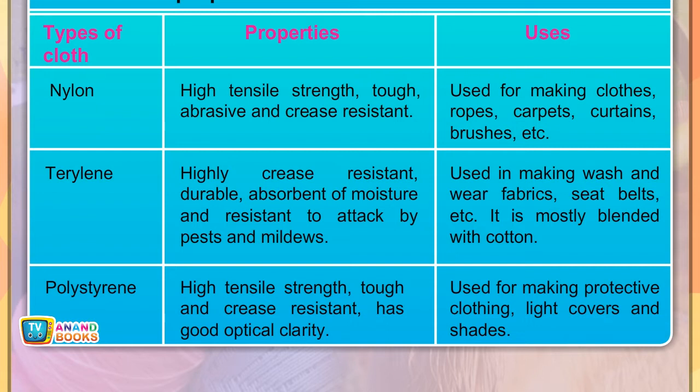Polystyrene. High tensile strength, tough and crease resistant, has good optical clarity. Used for making protective clothing, light covers and shades.